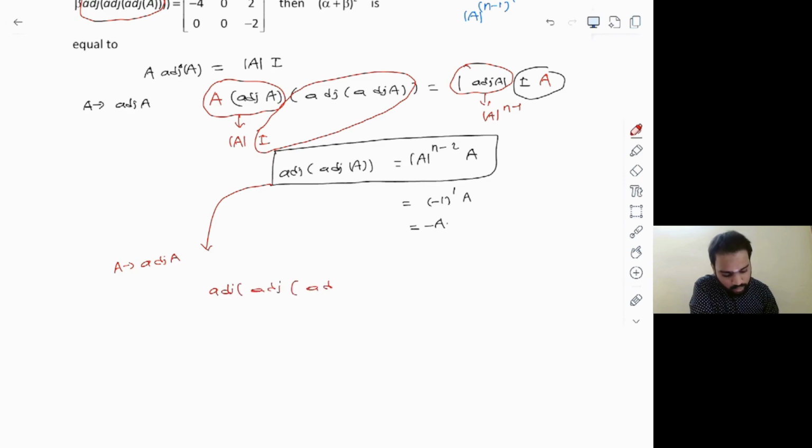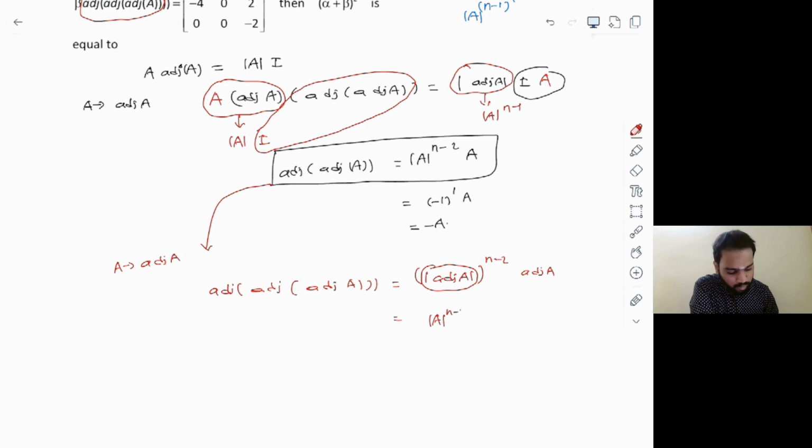Adjoint of adjoint A, because I'm replacing A with adjoint of A. So that should be equal. So the right hand side part is what? Determinant of adjoint of A to the power of n minus 2 multiplied by, again, A is replaced with adjoint of A. But clearly this is the base on the right hand side, det of adjoint of A, for which we know the formula again.